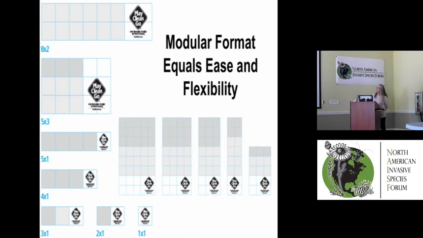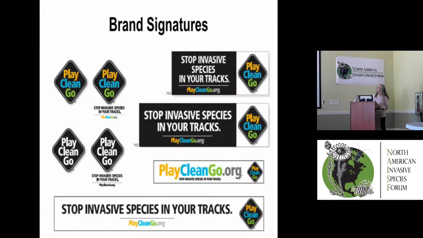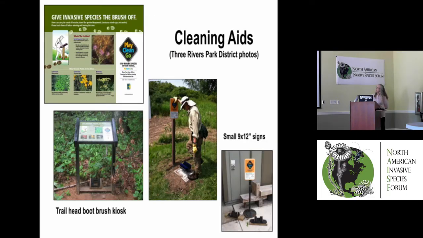So this is the modular format, so you can see how you can cut and paste depending on what kind of venue you're putting it in or what kind of size. If you're talking about a billboard versus just a quarter page ad on the side of a magazine. Brand signatures, both in light and dark backgrounds. And then, our cleaning aids.